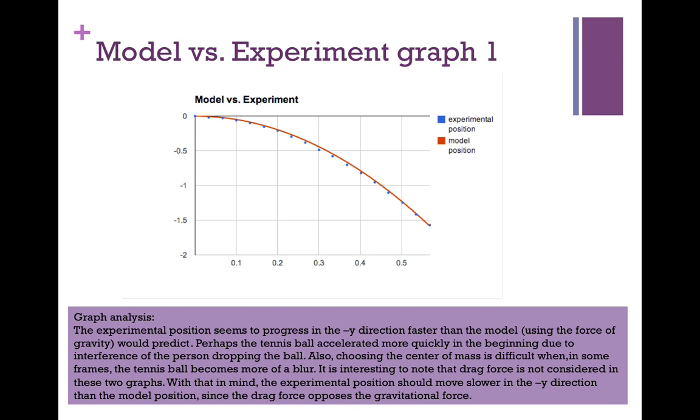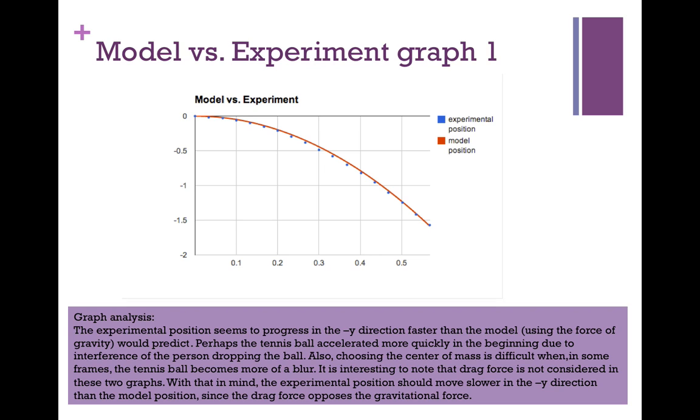Model versus experiment graph. This is the first one, which just has the model position with no drag. And we notice that, for the most part, the experimental position is a bit lower than the model position. Which really shouldn't be, because this is not considering drag. The experimental position experiences drag, so it should actually be progressing less in the y direction than the model position.